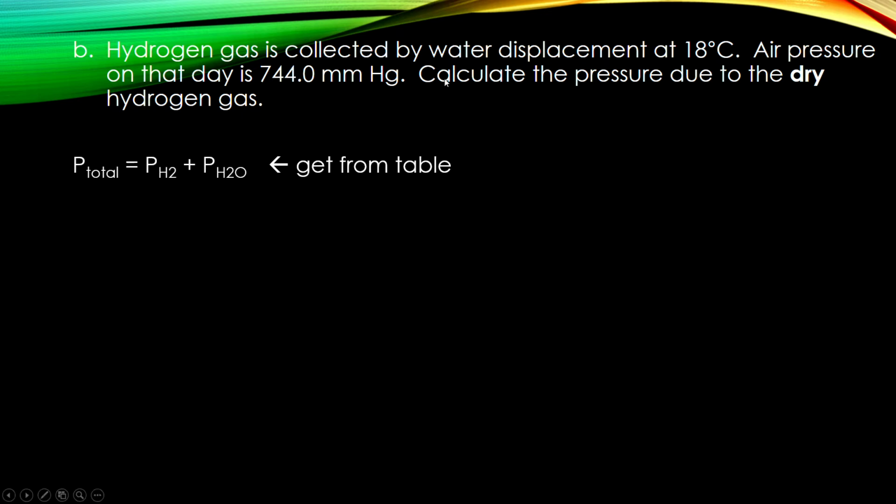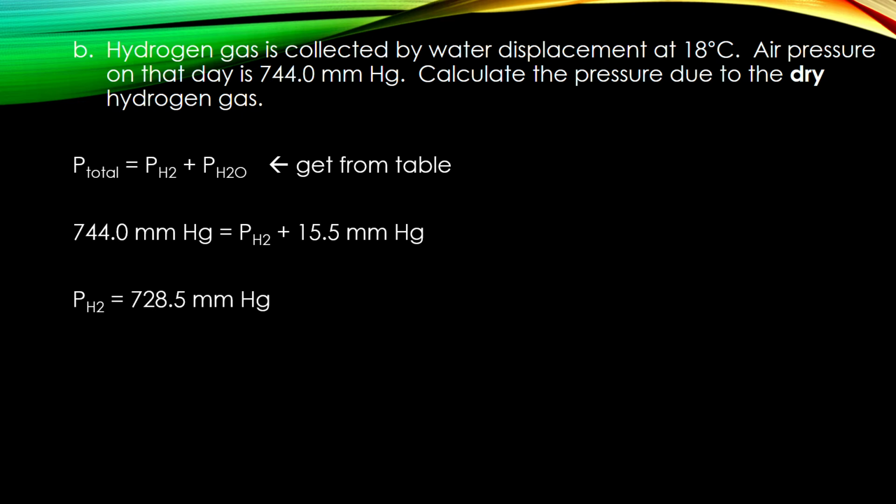Now, what is the total pressure of these two? If the atmospheric pressure that day is 744 millimeters of mercury, the pressure on the inside of the container is also going to be the same. So we take 744 millimeters of mercury, and that is equal to the partial pressure of hydrogen, which we are looking for, plus the partial pressure of water vapor. When we look it up on the table, we find that the partial pressure of water vapor at 18 degrees Celsius is 15.5 millimeters of mercury. So I algebraically rearrange that, and I get the partial pressure of hydrogen is 728.5 millimeters of mercury.